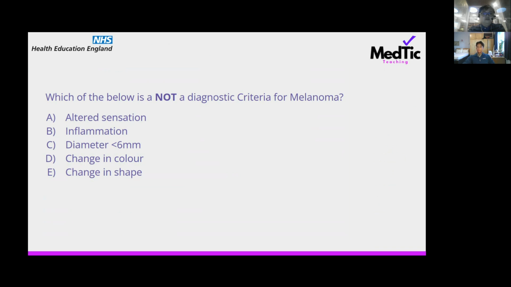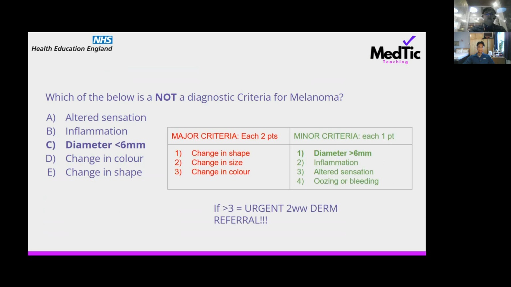All right, so we got a few responses already. Let's just have a look at the answers on the next slide. It is the diameter that's less than 6 millimeters as well. And why is this relevant?